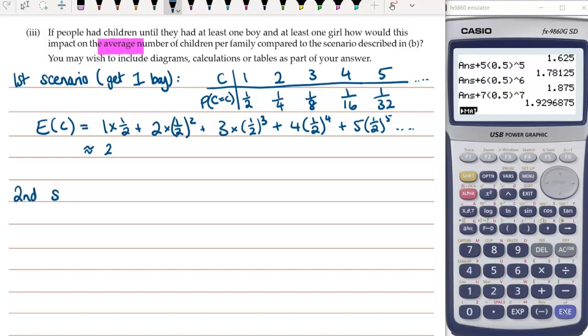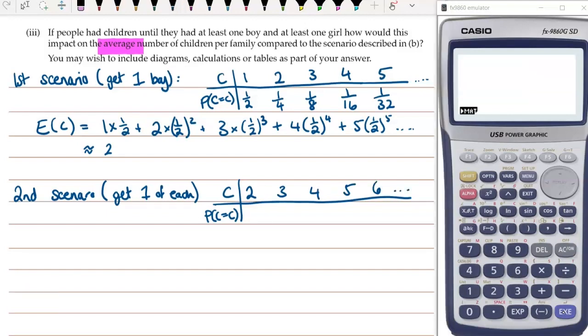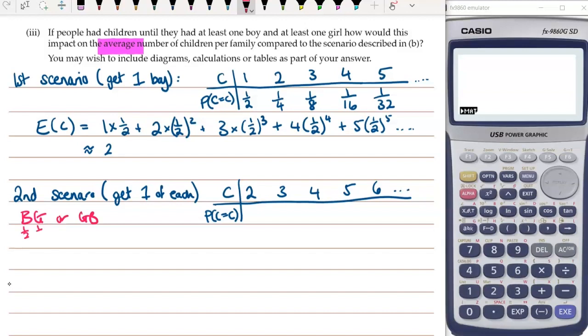Second scenario, let's compare. So get 1 of each. Well, first of all, we wouldn't have a family with 1 child. They would have a minimum of 2. Okay, so to have the 2 children, you would have boy, girl, or girl, boy. So that's a half times a half.